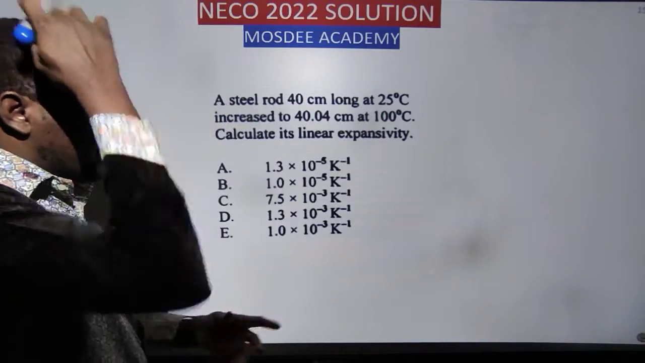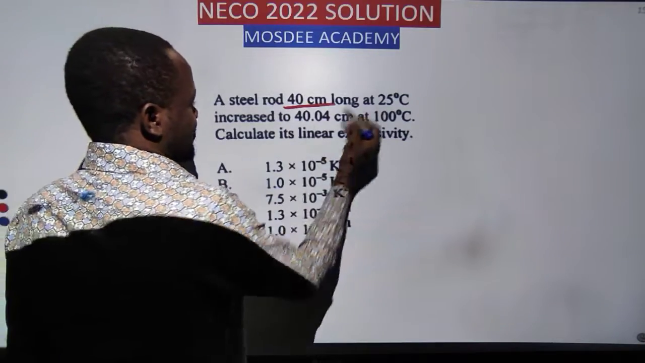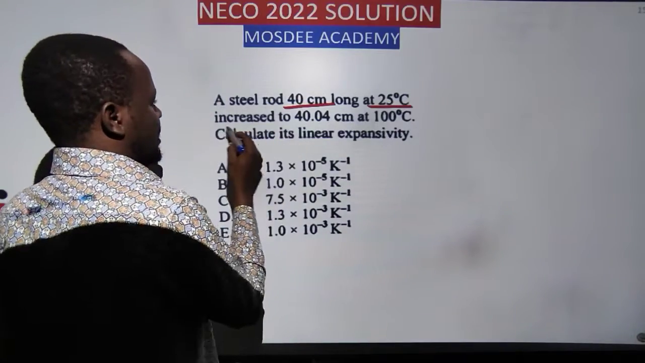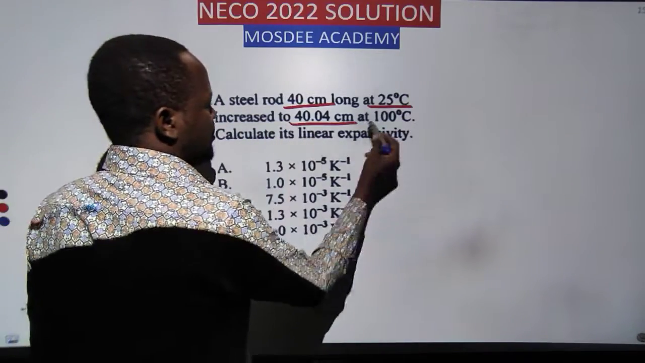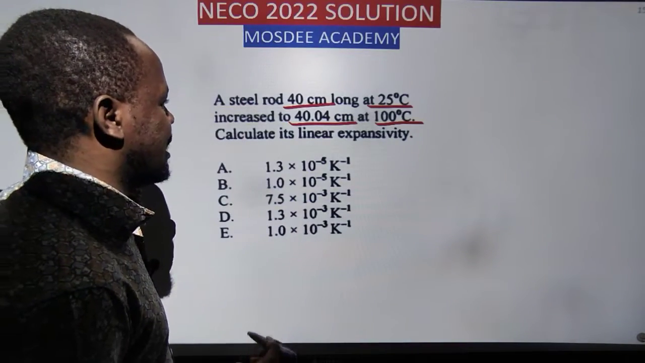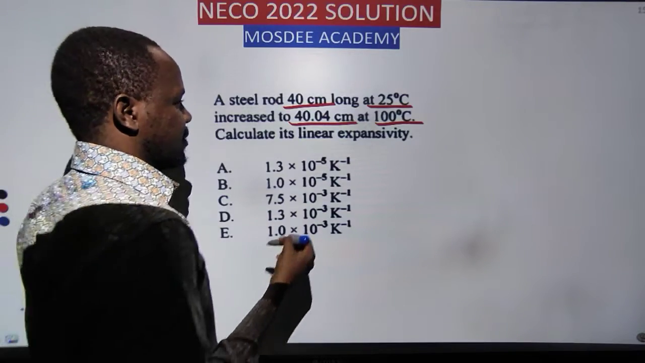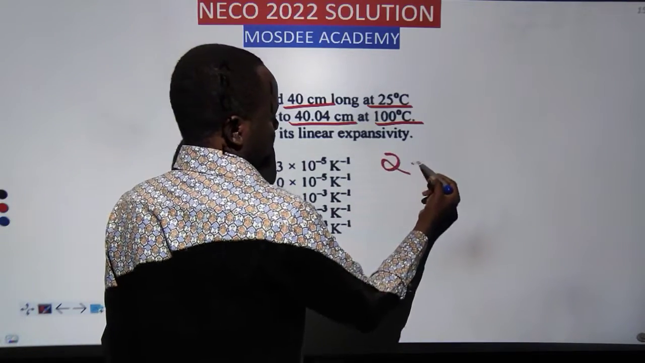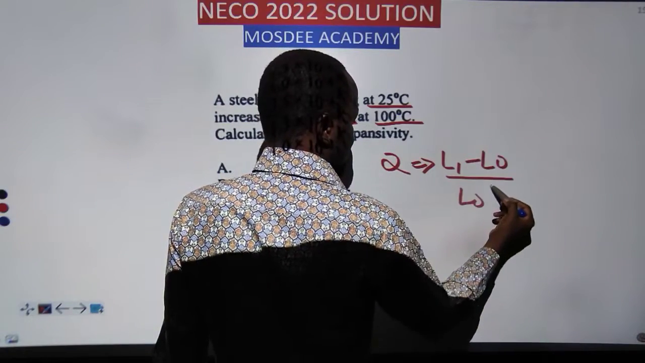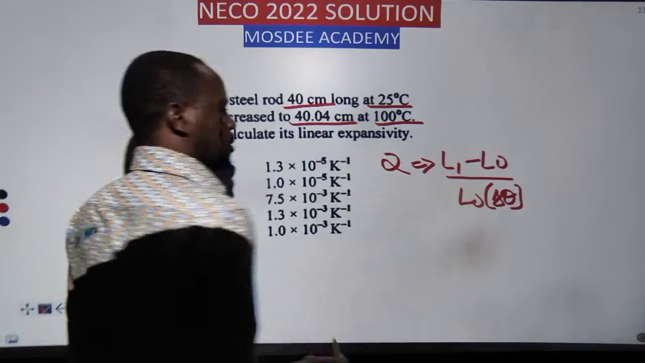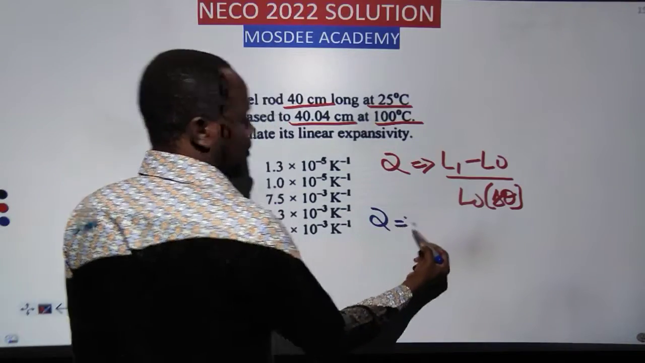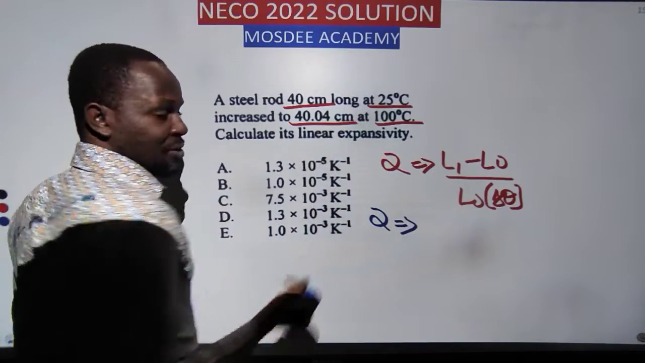A steel rod of 40 centimeter, calculator work again. 40 centimeter, or convert to meter, temperature of 25, increase to 100. I don't need to convert anything, I won't convert. Then this calculates linear expansivity, alpha. So people will say L1 minus L0 over L0 change in temperature. I think this is the popular formula in junior classes. It has been a long time I use this type of formula, to be honest. So alpha will be equals to change in the length. Let's just do it like that.